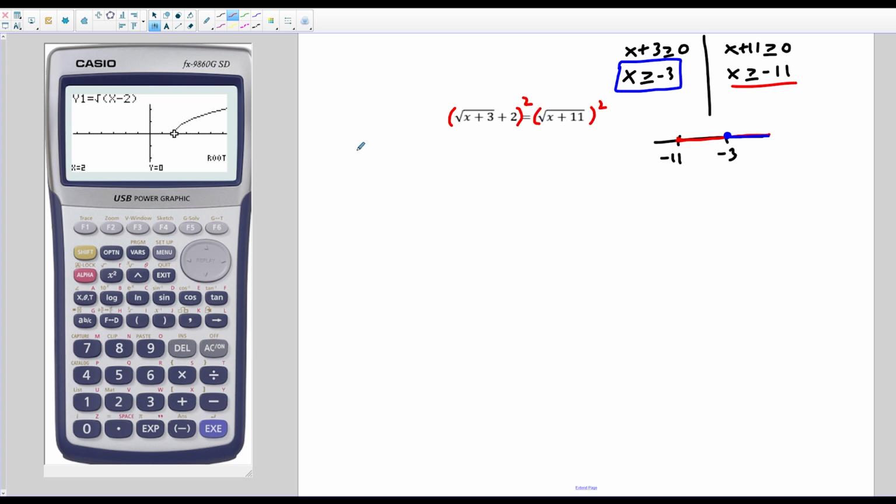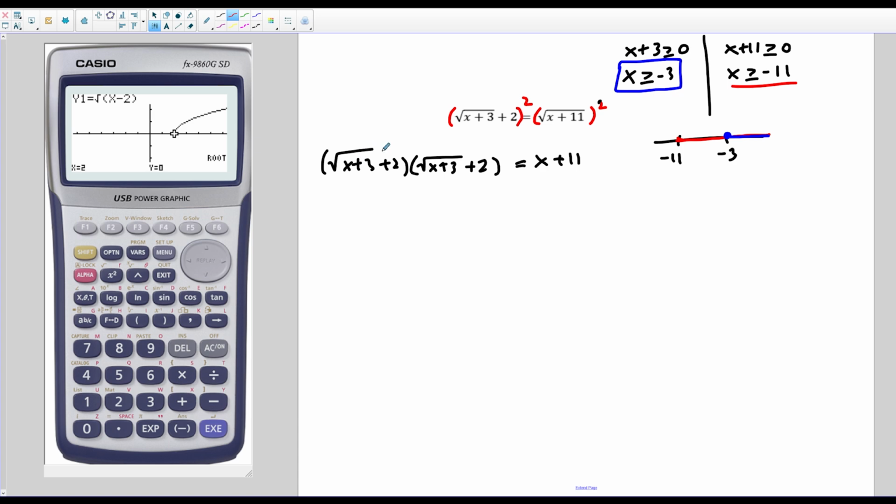And this means that essentially we have the square root of x plus 3 plus 2. Since we squared it, we're going to multiply it by itself again. So multiplied by the square root of x plus 3 plus 2 on the left-hand side. And now, since we have squared the right-hand side, that x plus 11 is freed from its radical prison.